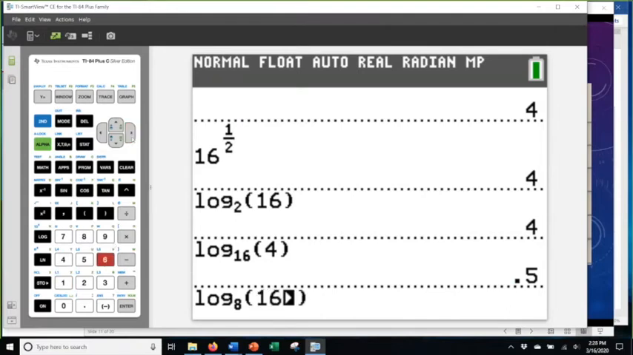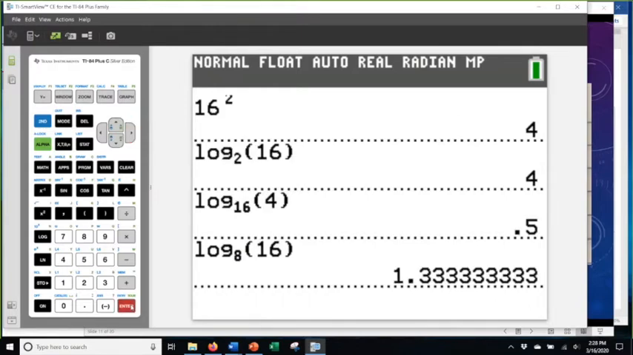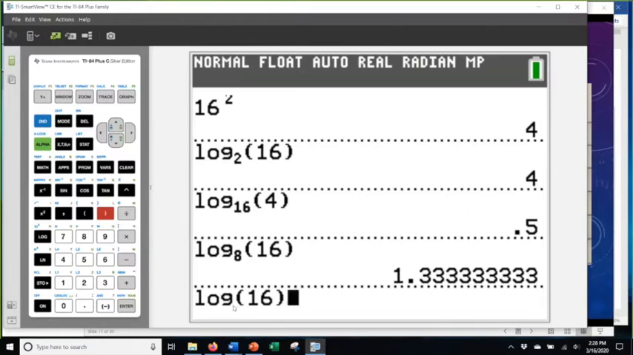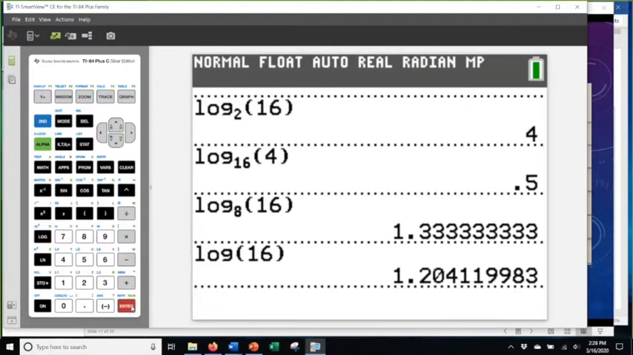So log base 8 of 16 is going to be 1.333. And the last one was log of 16. And we know that log of 16 is base 10. And remember that log is asking kids, what power do we need on the base to get this number? So you can ask students, what do you think? Do you think that the 10 or the 8 needs a higher power to reach 16? And hopefully they say that the 8 needs a higher power because the 16 needs a lower power.